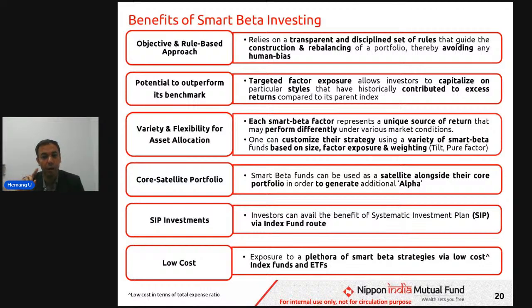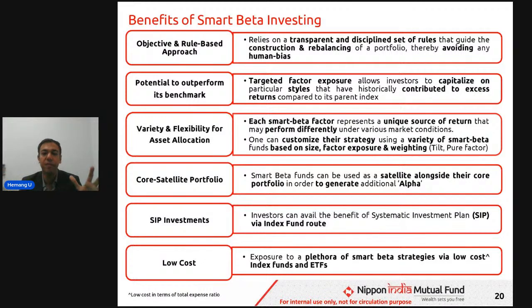It is auto rebalanced. It is very transparent. It is disciplined. It has a particular set of rules. These are the most prominent factors to consider in terms of smart beta. Second is, like I explained earlier, it tries to outperform the underlying benchmark or its parent index. The parent being the Nifty 500, I am taking quality, I want to beat the 500.